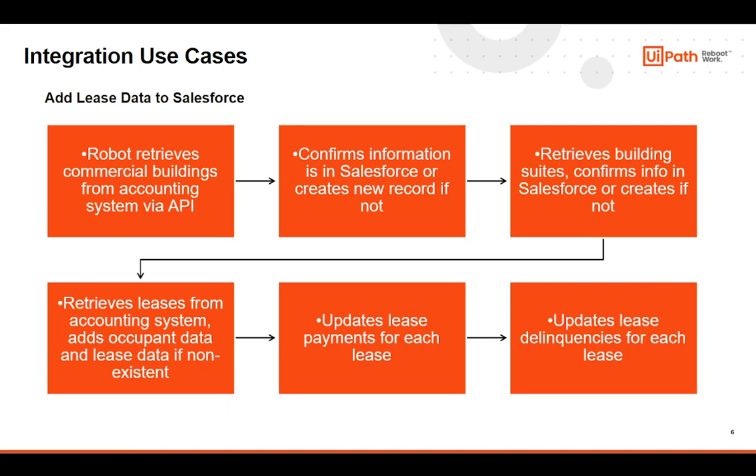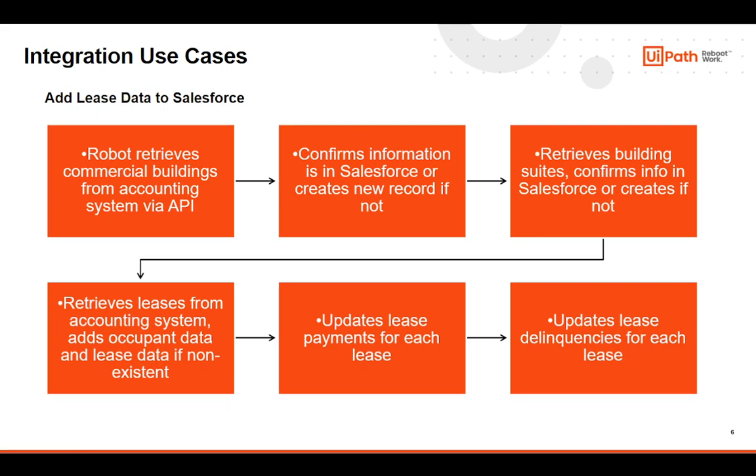UiPath allowed us to handle all the logic and update tables where needed if some dependency was missing. So what this robot does is it checks periodically our accounting system for any updates to commercial buildings that are entered there. That's our source of truth. It will then query Salesforce for those commercial buildings. If there's a discrepancy or that building doesn't exist in Salesforce, it will create the records and all the dependencies for creating a building in Salesforce.